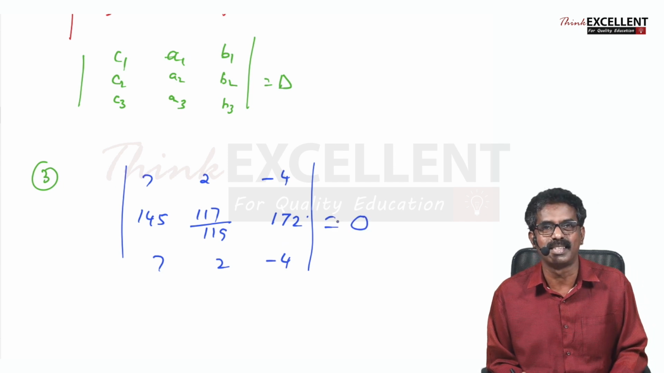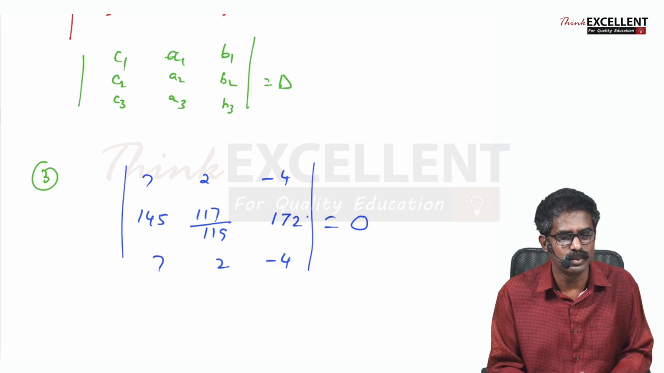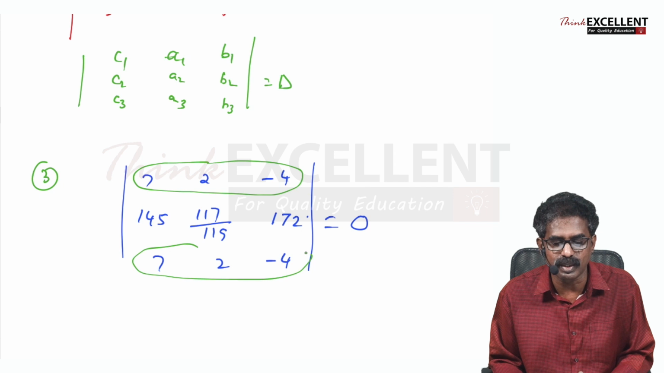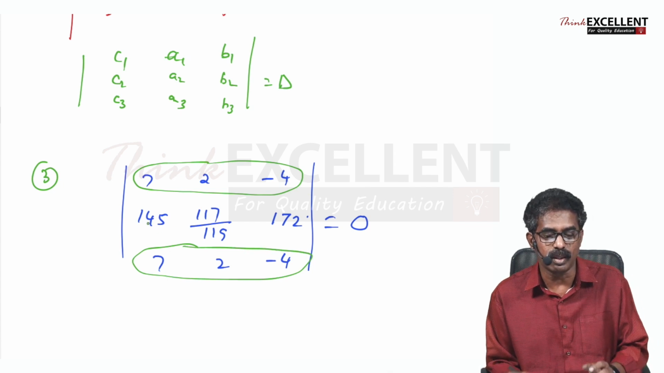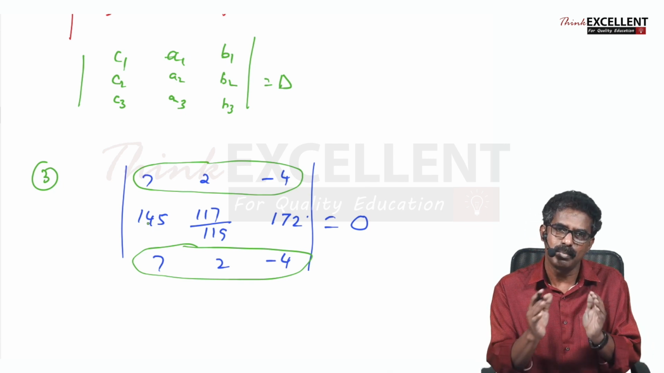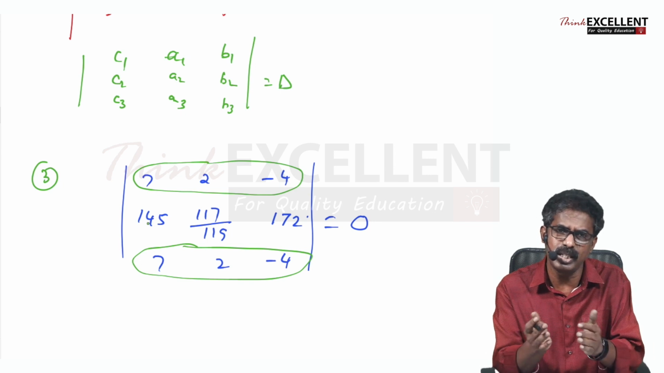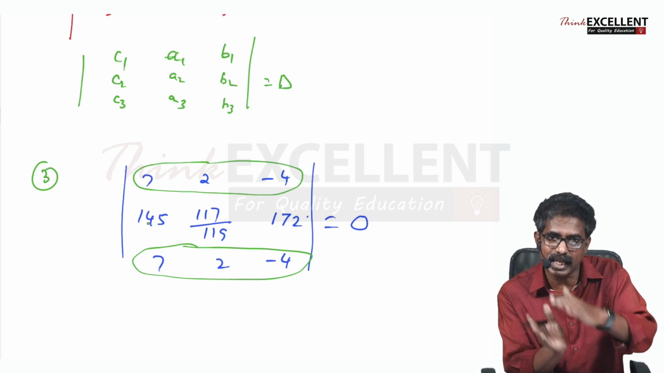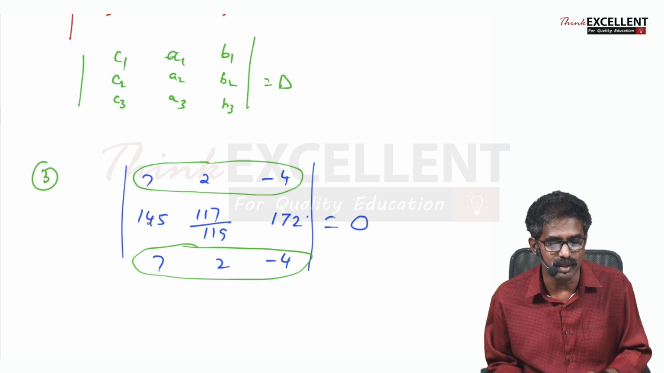That is what this property says. If two rows are identical, the value becomes 0. Which two rows are identical here? The first row is 7, 2, minus 4, and the third row is also 7, 2, minus 4. You can expand and check. Take some simple example, not such big numbers. Take two rows the same and another row whatever you want. Any two rows: first and second, second and third, or first and third. Two rows exactly the same, the other one something else. Expand and see, definitely your answer will be 0.